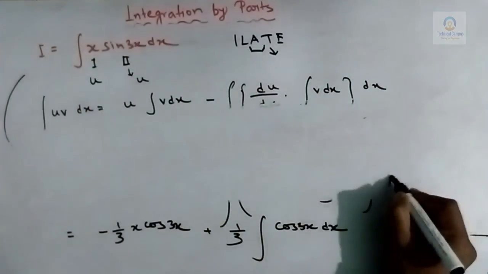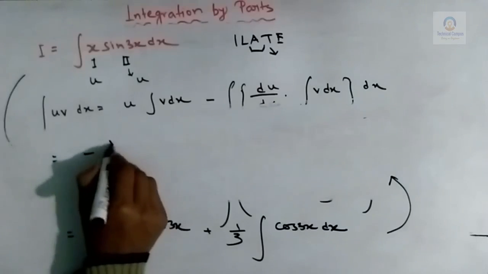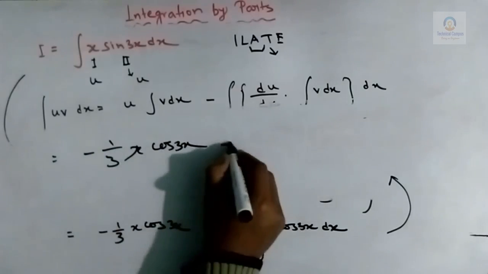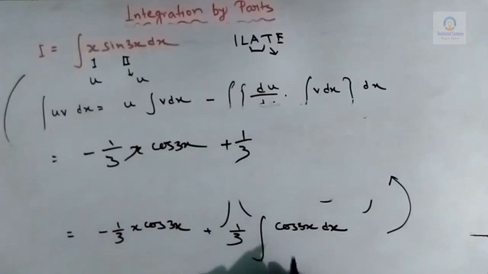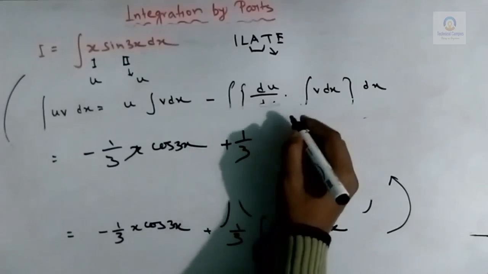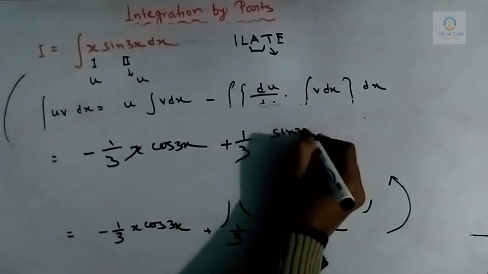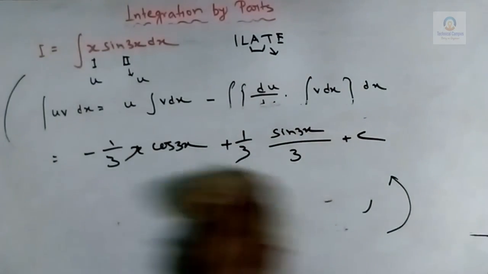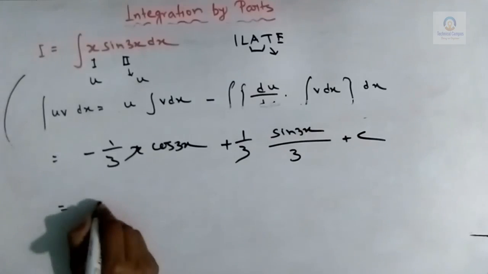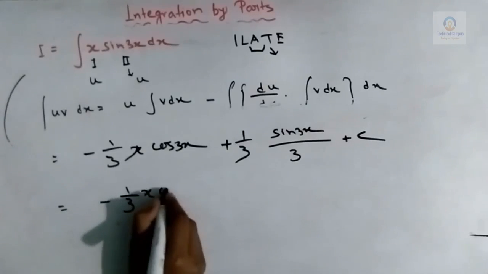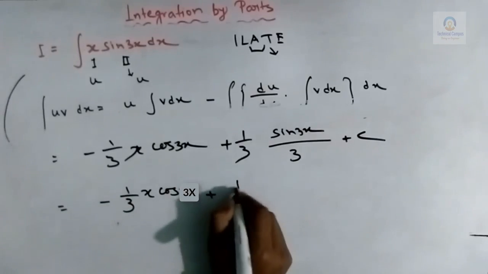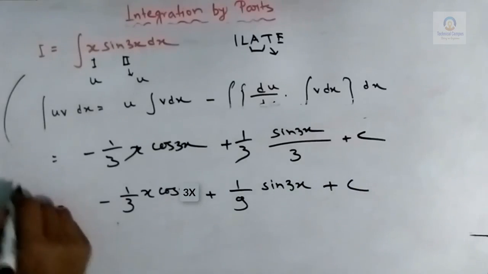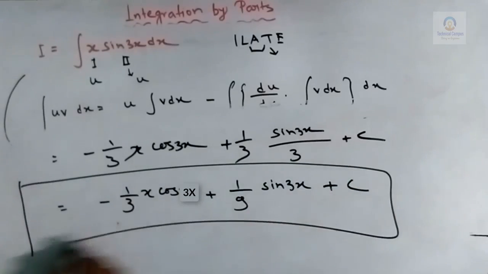So it will be minus 1 by 3 x cos 3x plus 1 by 3 is a constant, and the integration of cos 3x will be sin 3x by 3 plus c. Okay, so the answer is minus 1 by 3 x cos 3x plus 1 by 9 sin 3x plus a constant c. So this is the answer of the integration of x sin 3x.